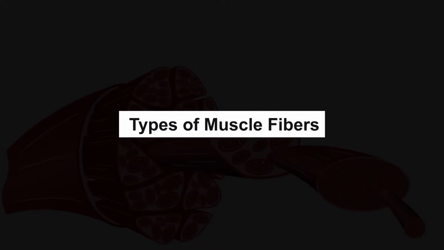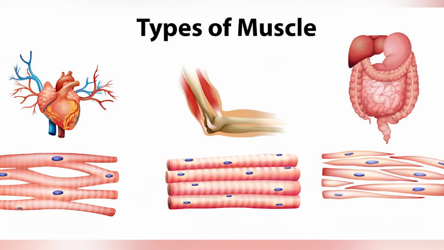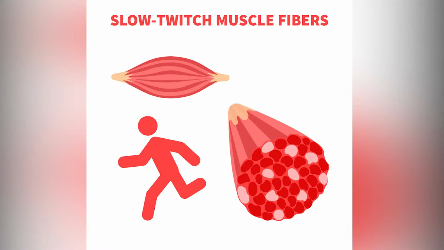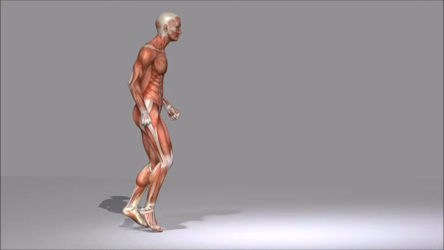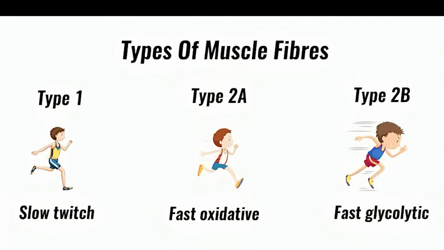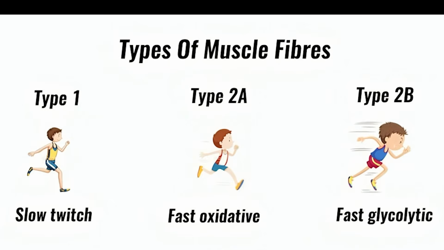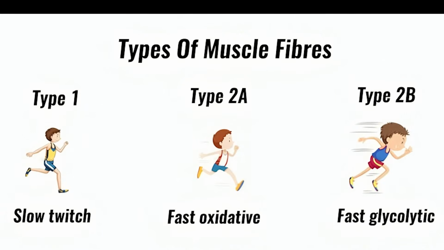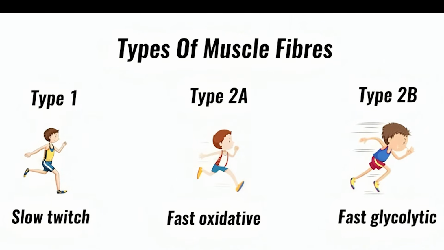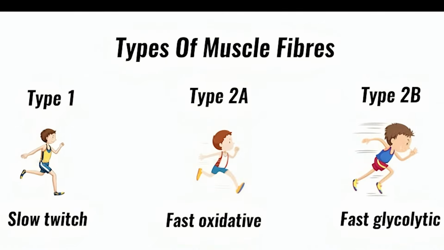Types of muscle fibers. Muscles come in different styles, each good for different activities. Type 1, slow twitch fibers are slow and steady, great for endurance like marathon running. Type 2A, fast twitch endurance fibers are a bit faster and still last long. Type 2B, fast-twitch power fibers are super fast and strong, perfect for sprinting, but they tire quickly.